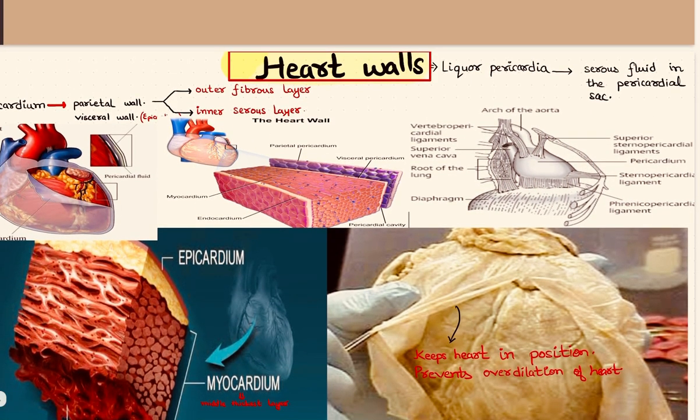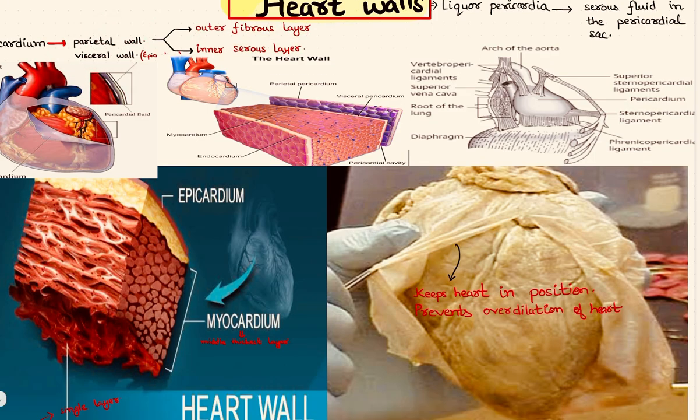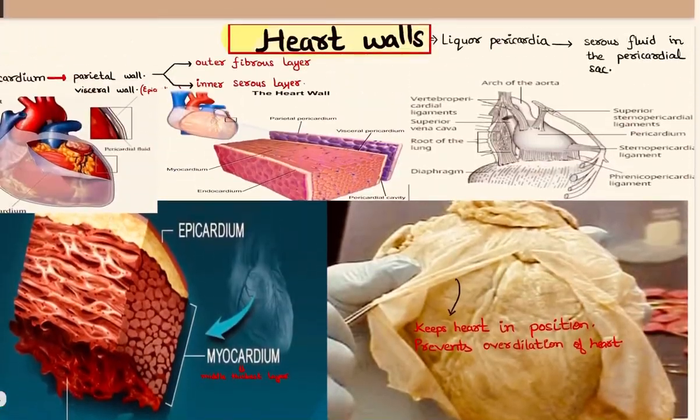So this was all about the heart walls. You have to remember the pericardium, then myocardium, then endocardium. The pericardium constitutes the parietal wall and visceral wall. The parietal wall further constitutes the outer fibrous and inner serous layer. So this was all about the heart walls.